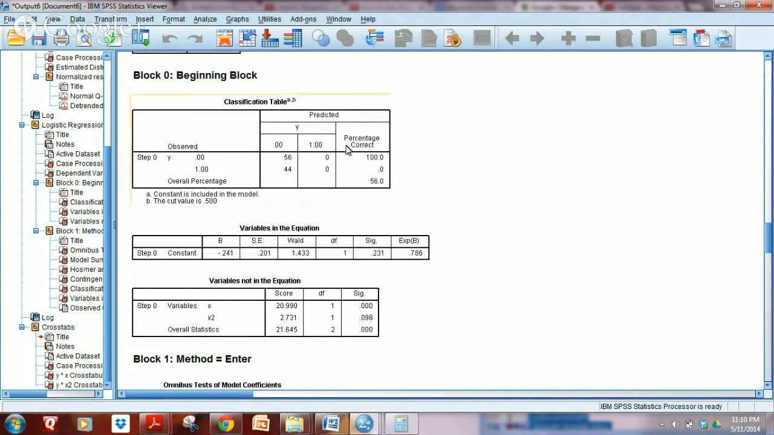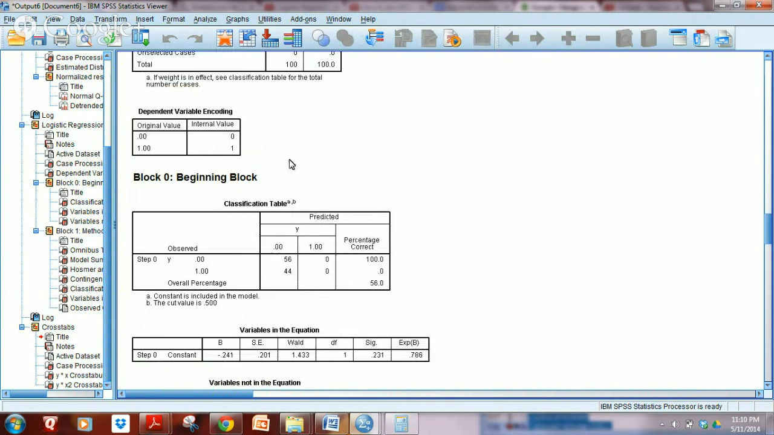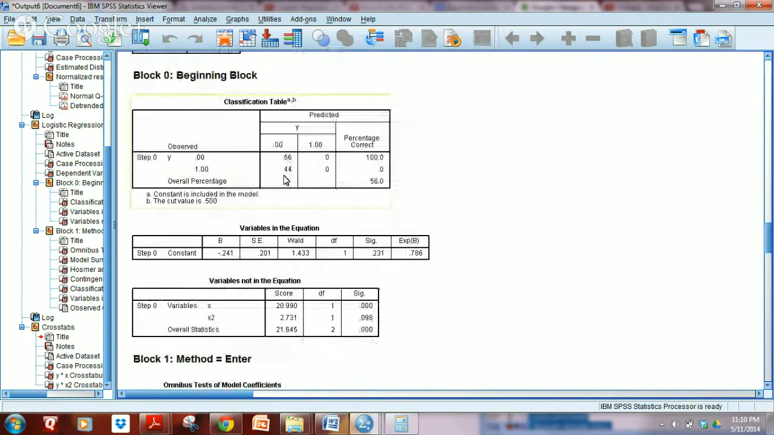So when we're looking at the classification table, we are in this model predicting that everyone is going to be 0. And what ends up happening is that 56 of them are 0 and 44 of them actually are 1. So when we're looking at our overall percentage, what this is saying is that if we predicted that everybody is 0, then we have a 56% accuracy rate of predicting the dependent variable out of the null model.